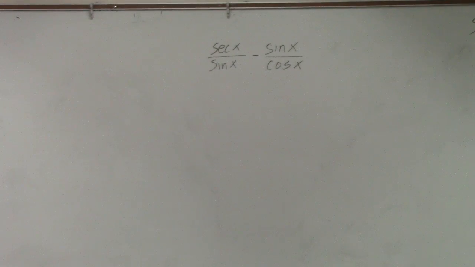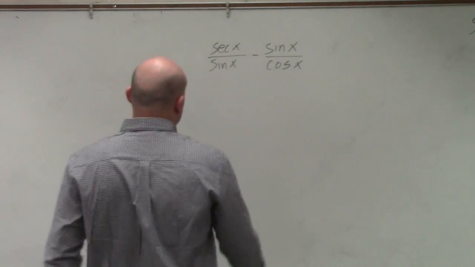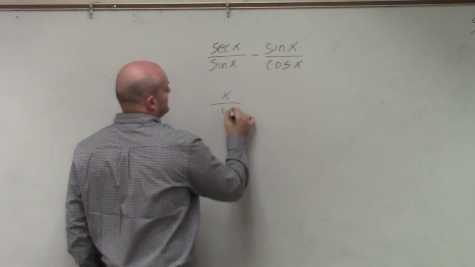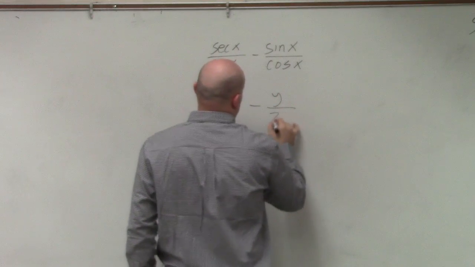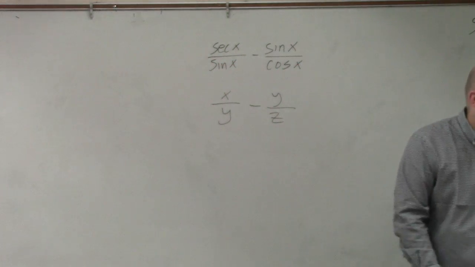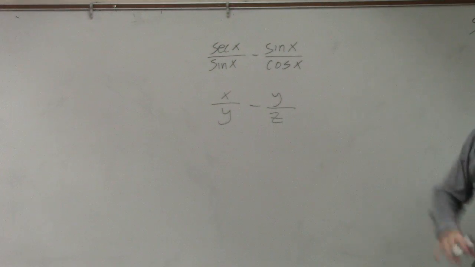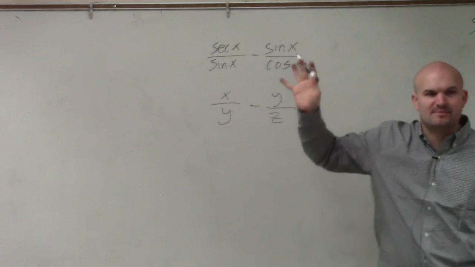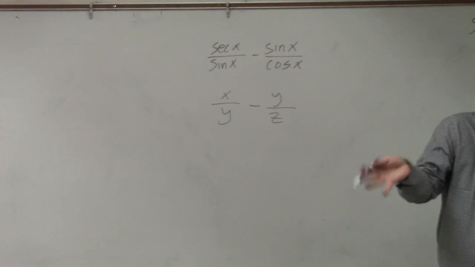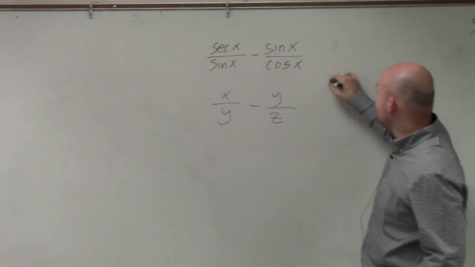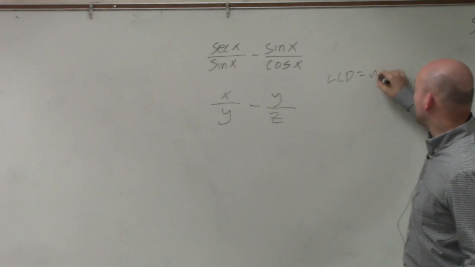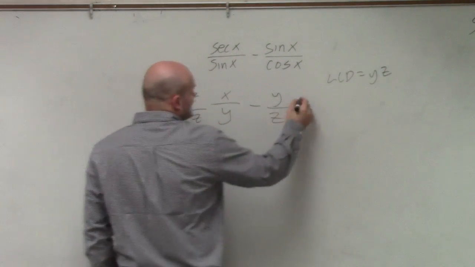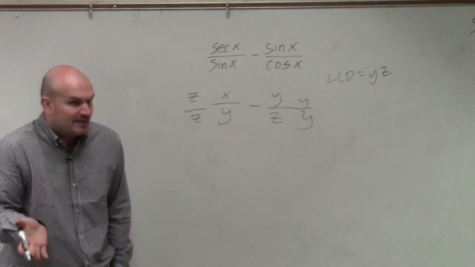A reminder on a problem like this, ladies and gentlemen: forget about the cosecants and secants. If you just had a problem with x's, y's, and z's, where secant is x, sine is y, cosine is z, whatever, it doesn't matter. If you had to subtract these two, you'd need a common denominator, right? So your least common denominator is going to be the product of y and z, correct? So I'd have to multiply this by z over z and this by y over y. Does everybody agree with me on that?